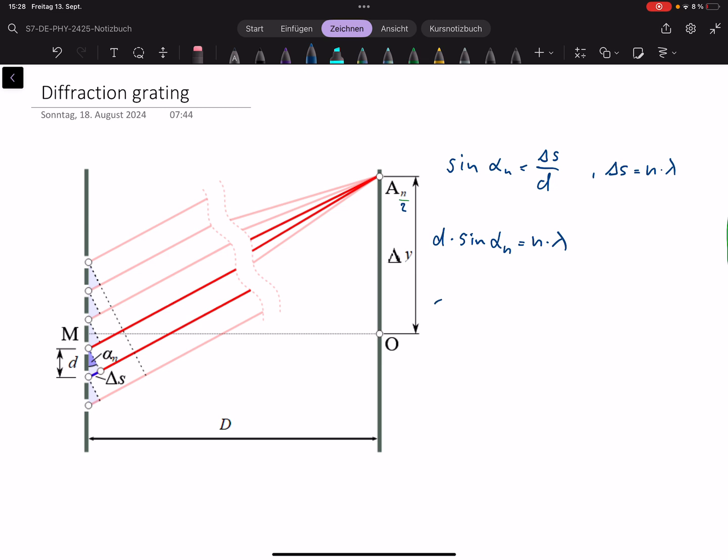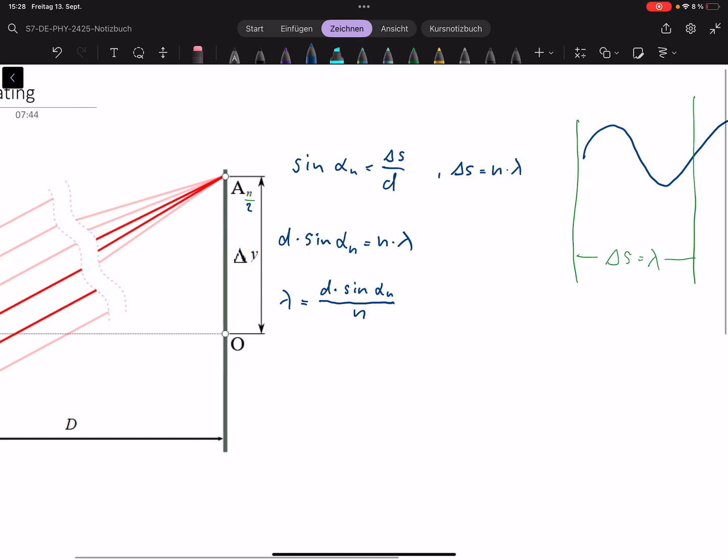And now if we put the n on the other side, then we've got d times sine of alpha over n. So that's a formula, hang on, where we can calculate the lambda.